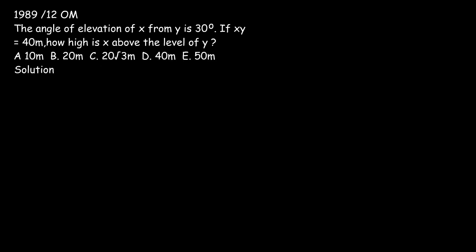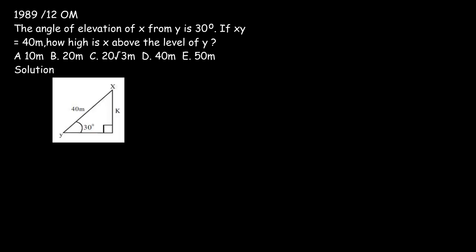We have another question that states that the angle of elevation of S from Y is equal to 30 degrees. If SY is equal to 40 meters, how high is S above the level of Y? And we're given the options. Now representing this in a diagram, we get the diagram as shown on our screen. Now our unknown, which is k, is the opposite.